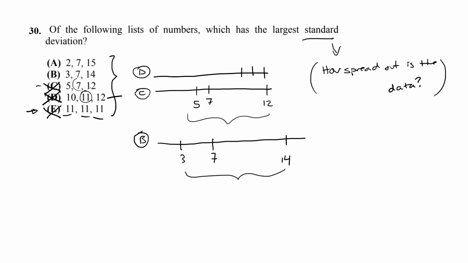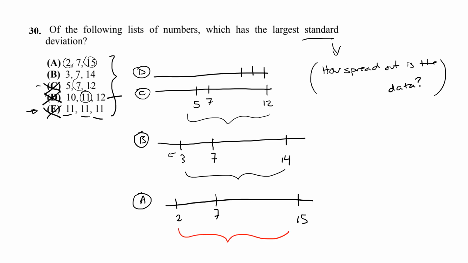Finally we have choice A, which is very similar to choice B. It has a shared 7, but we notice it has a 2 and a 15. 2 is down here, that's less than 3, and 15 is greater than 14. So the spread of that data is just a bit larger than choice B's. From that, we can choose answer A. Answer A has the largest standard deviation.